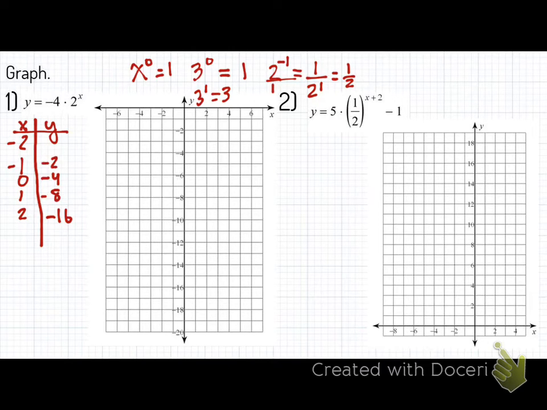So we're going to put in negative 2 here. And last, we're going to put in negative 2. When I put negative 2 into x, it's like saying 1 over 2 squared, which is 1/4. 1/4 times negative 4 is going to be negative 1. Okay? We have all our points.